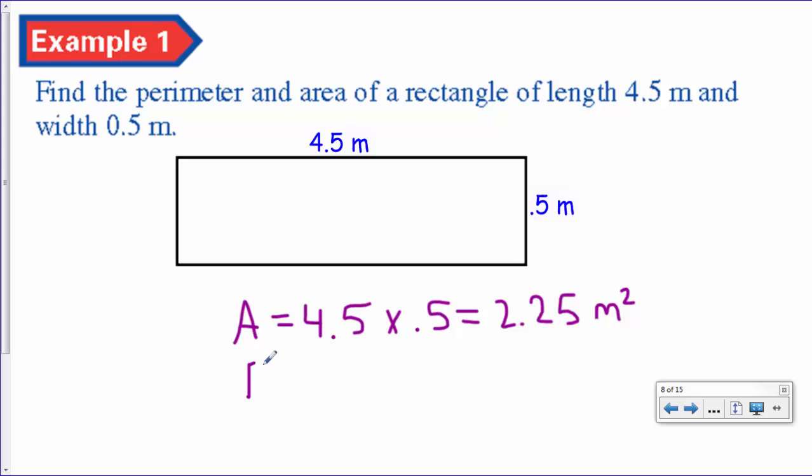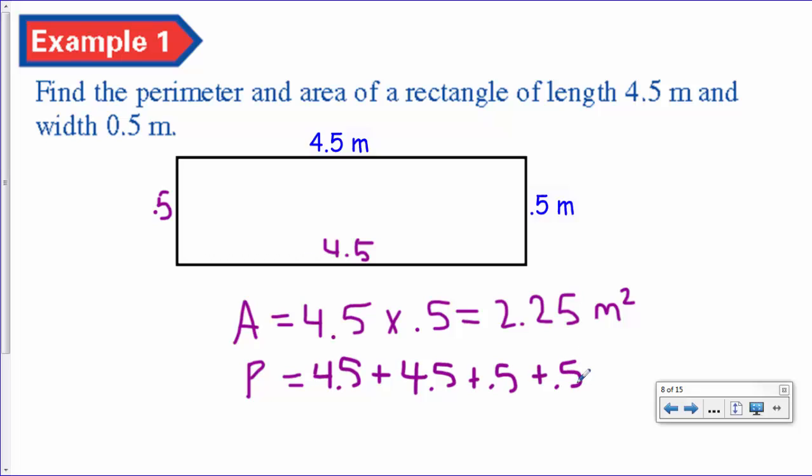And then perimeter is the distance around the shape. If this is 4.5, the bottom is 4.5. If the right side is 0.5, the left side is also 0.5. We add all the sides. 4.5 plus 4.5 plus the 0.5 plus 0.5. Our total will equal 10 just meters, not square meters, remember, for perimeter.